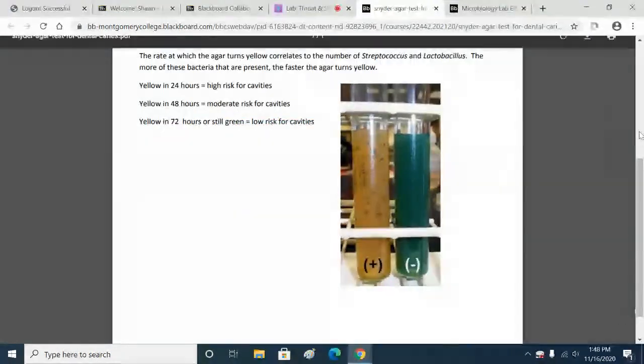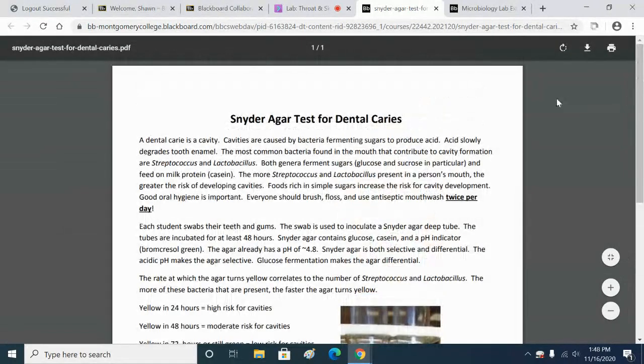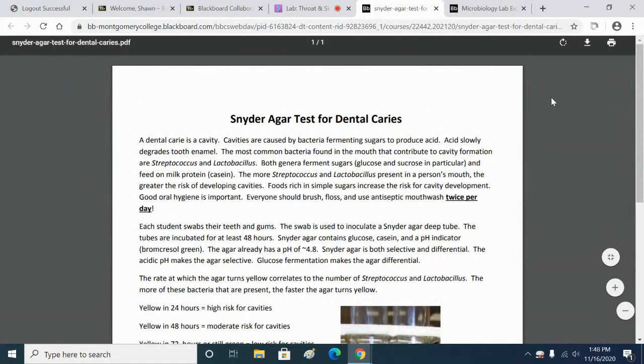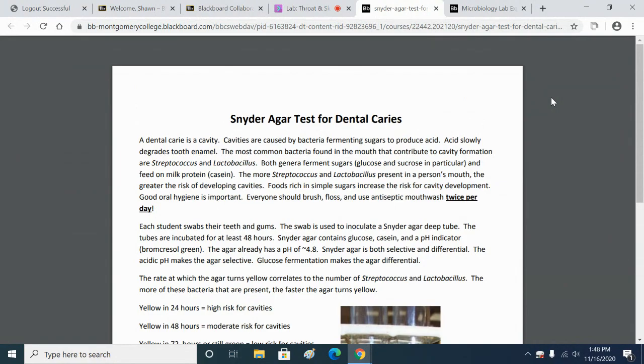Okay, now we're going to talk about your teeth. So the Snyder test is for dental caries, and carie is a fancy word for what? Cavity. Right, for cavity. And so a dental carie is a cavity, and cavities are caused by bacteria fermenting sugars to produce acid. And then the acid eats away at the tooth enamel, and that causes a cavity.